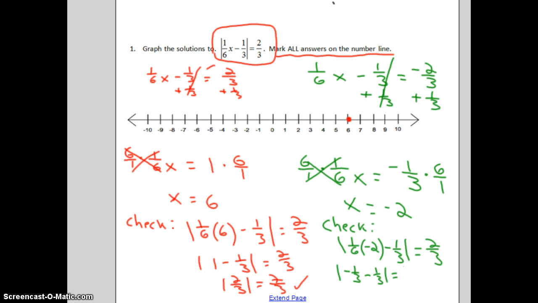equals 2/3. -1/3 minus 1/3 is -2/3. So you have the absolute value of -2/3 equals 2/3. Absolute value of -2/3 is 2/3, so that checks as well. -2 is a solution, so put it on your number line. You're all done. Great job.